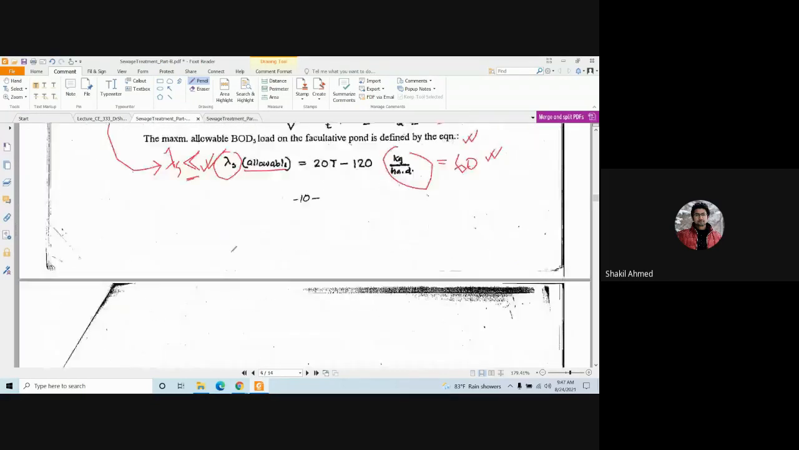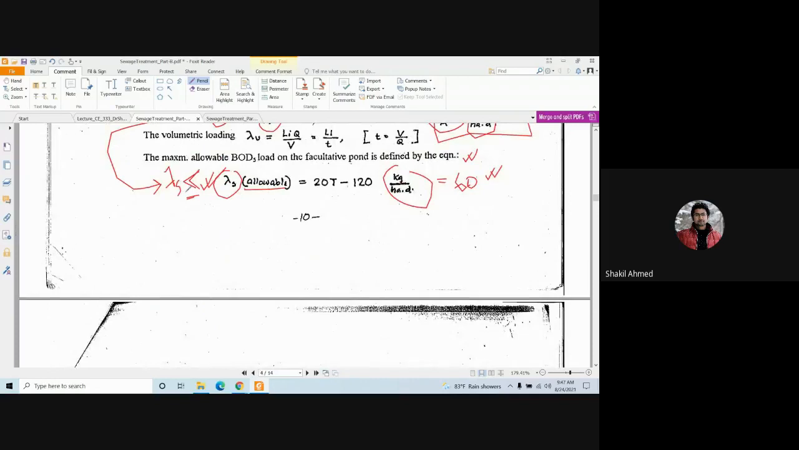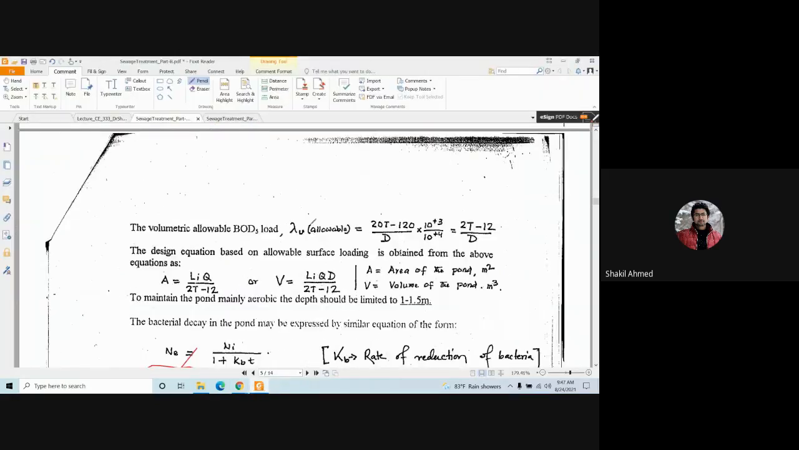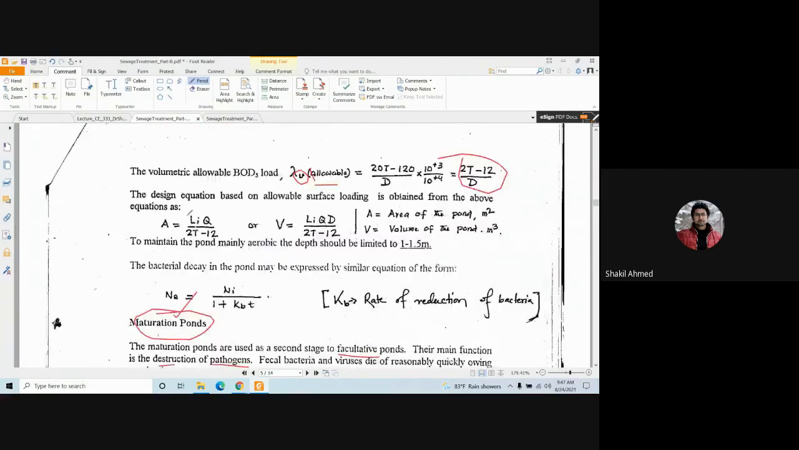So this is the surface loading, lambda s, surface loading per hectare per day, kg per hectare of what? Per hectare of area, per unit area, surface area. We can also calculate this in terms of volume, per unit volume, lambda v. Here is the formula, allowable lambda v, and this is the area here.